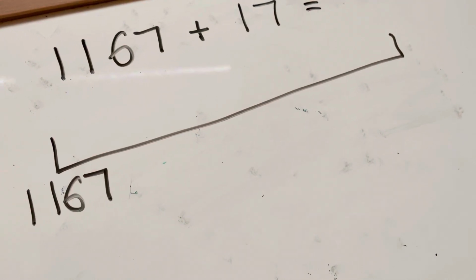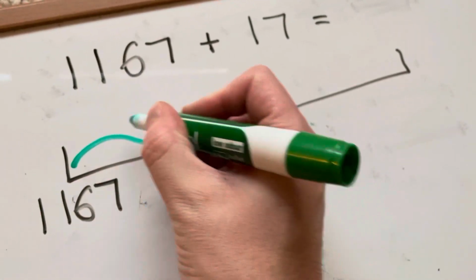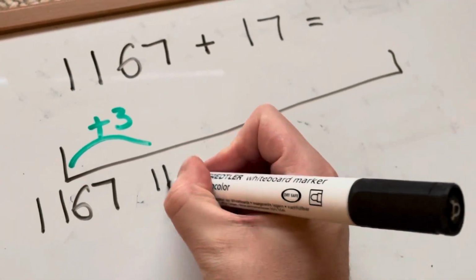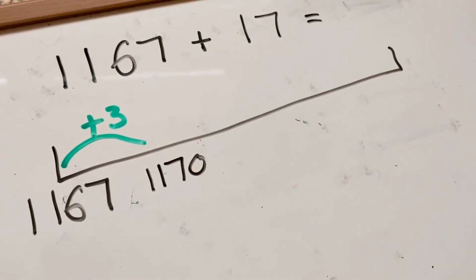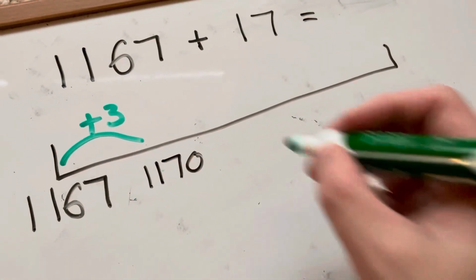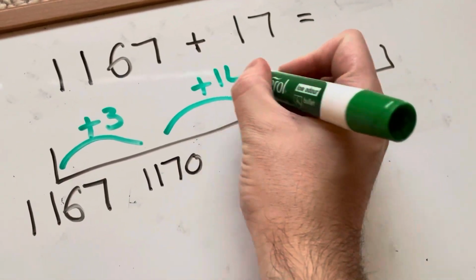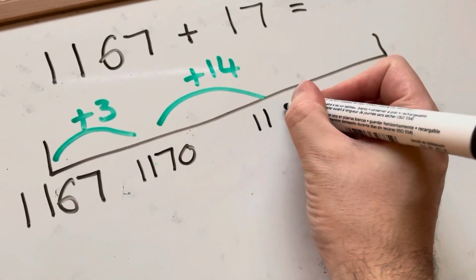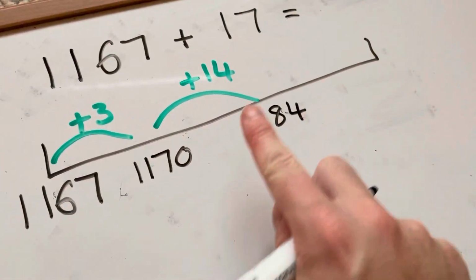Here's how I did it. First thing I did, get rid of my unfriendly number. I added 3, which took me to 1,170. That means I've got 14 left to add. I can do that in one go. 1,184. You'll notice I didn't get to the end of my number line.